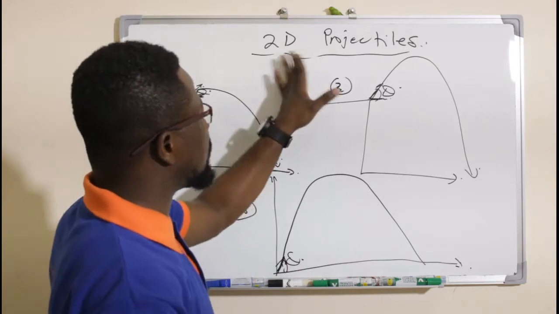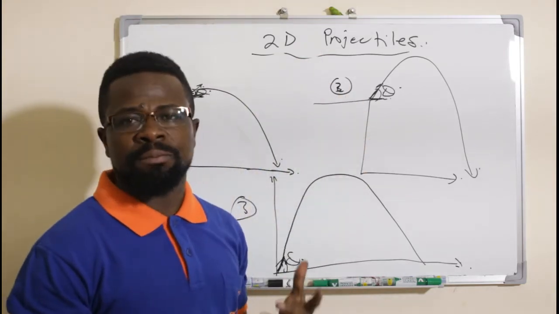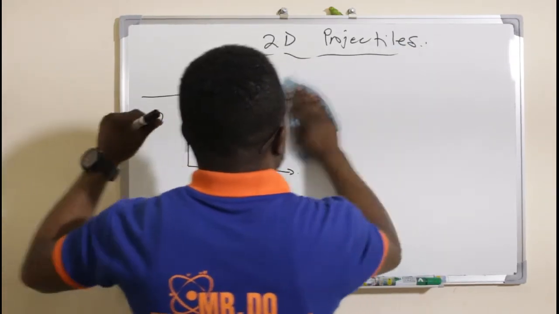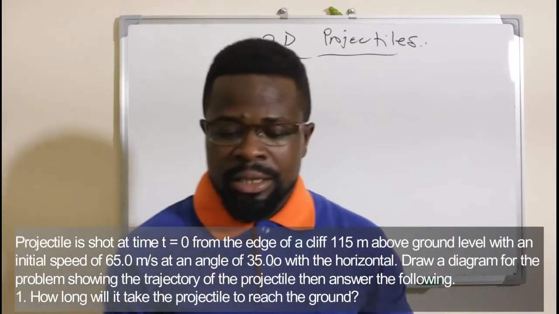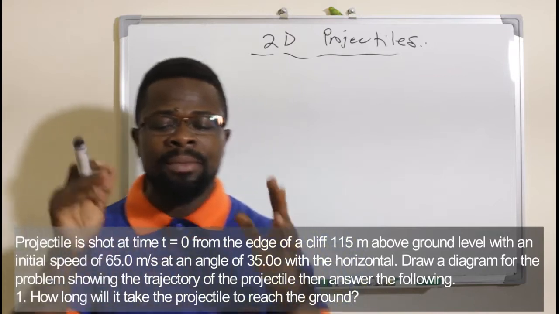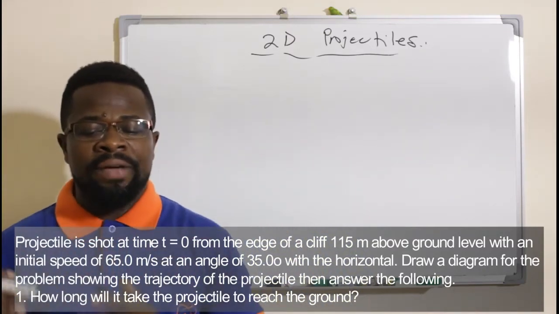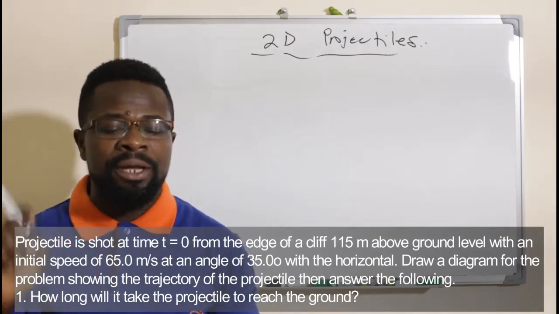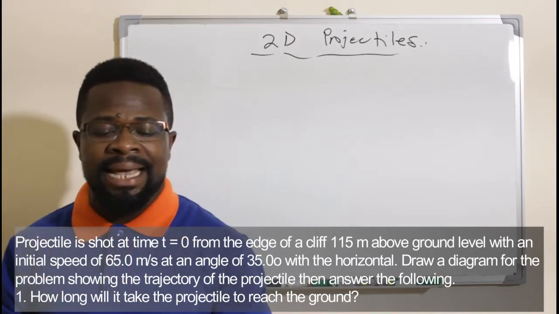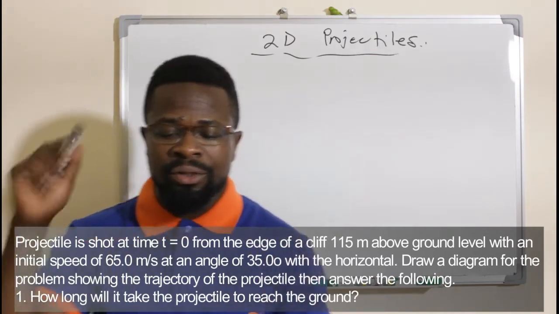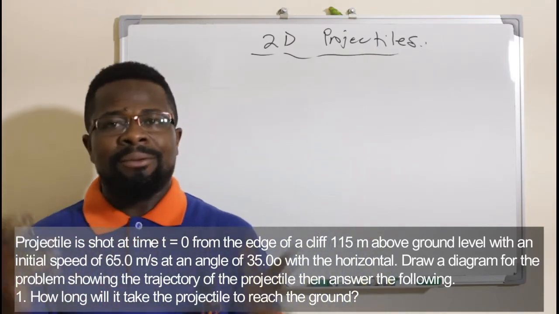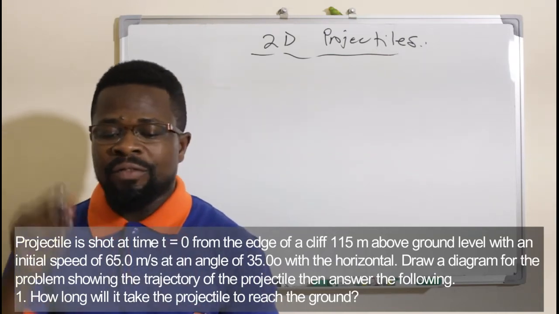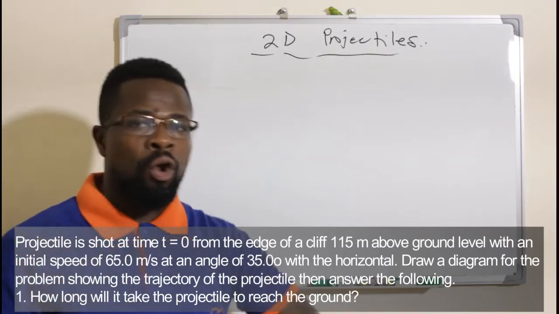And what we are dealing with is two-dimensional projectiles. So let's look at the first problem that we will have for the day. Let's go straight away and look at the question. The question says a projectile is shot at time t equals 0 from the edge of a cliff 115 meters above the ground level with an initial speed of 65.0 meters per second at an angle of 35.0 degrees with the horizontal. Draw a diagram for the problem showing the trajectory of the projectile. Then answer the following.